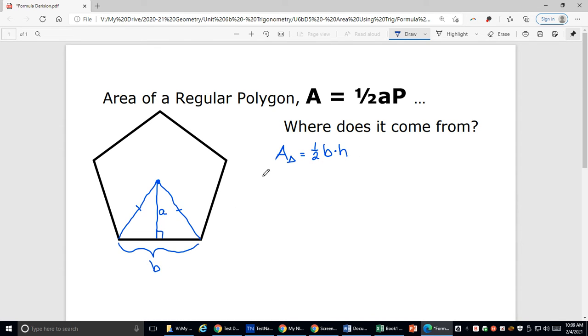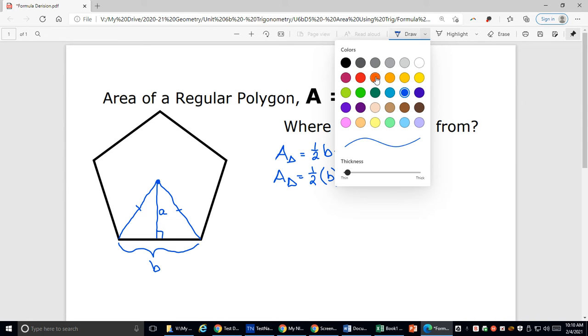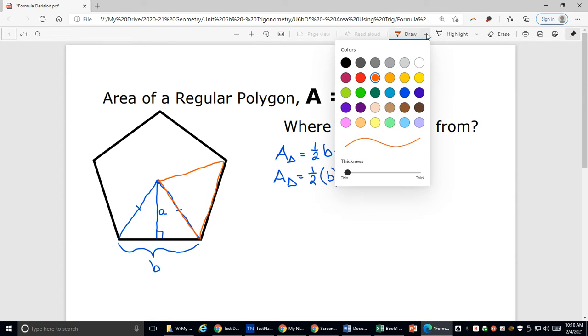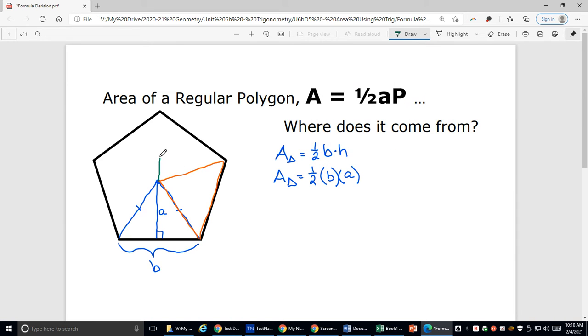So I'm going to rewrite this formula as the area of this one blue triangle that I have here is 1/2 of this base times this height, and that height is the apothem. So I've got 1/2 the base times the height gives me this one blue triangle. Now in this regular polygon, think about how many of those triangles I have. I could draw another one of those triangles here and have a second one, right? Here's a second triangle.